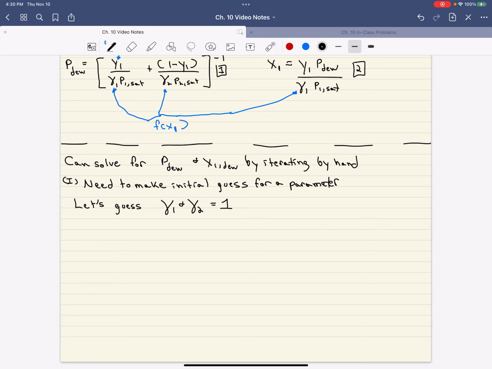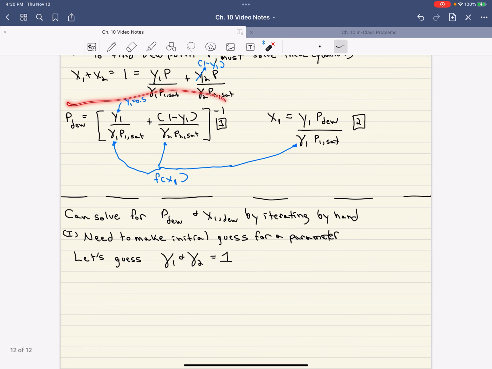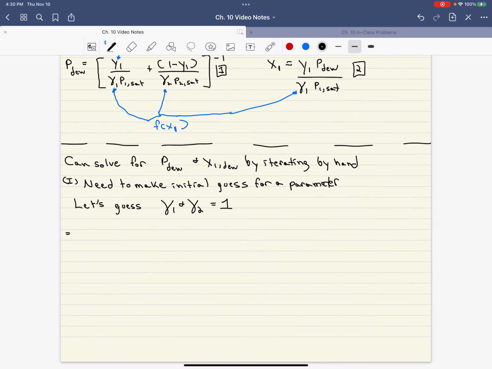And then what we'll do is we're going to go back to equation 1 and equation 2 and plug in those values for our guess, so that we could get some sort of estimate for P dew and x1. So let's go through that. So if we start with equation 1, we have P is equal to this. And if gamma 1 and gamma 2 are equal to 1, then all we have in the denominator are the vapor pressures.